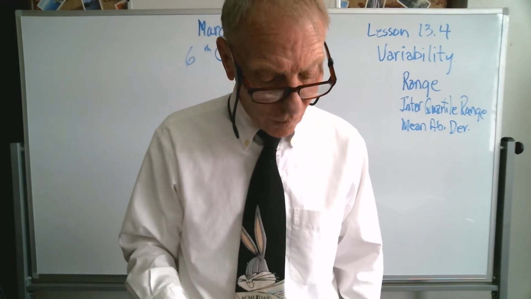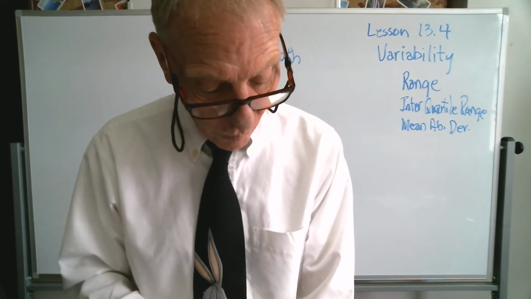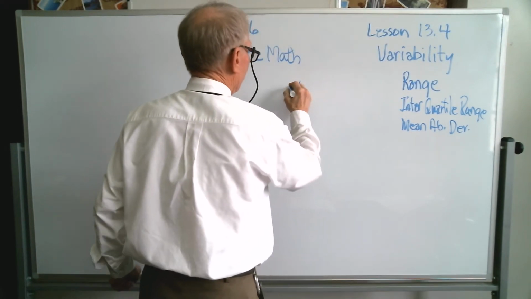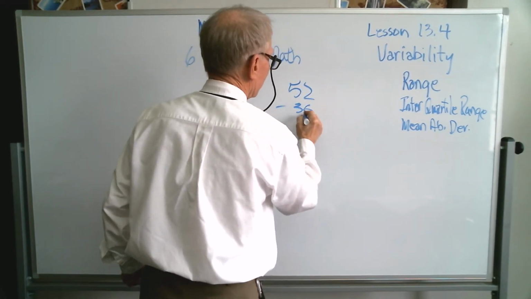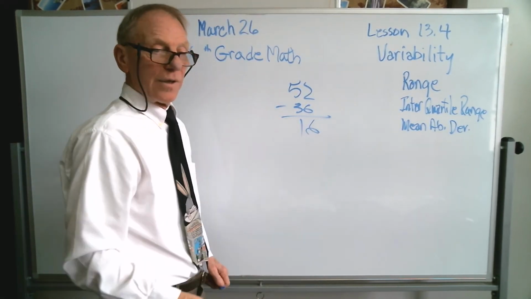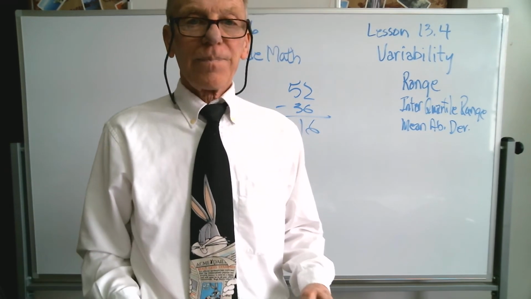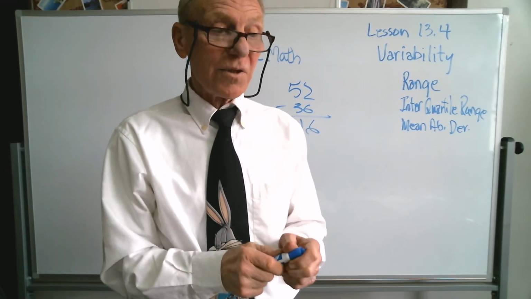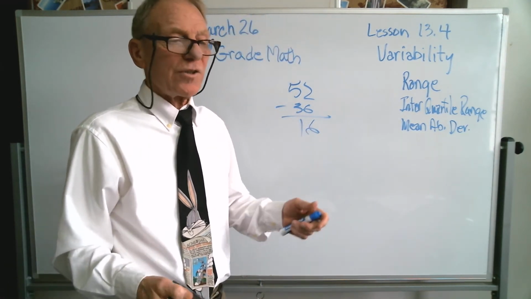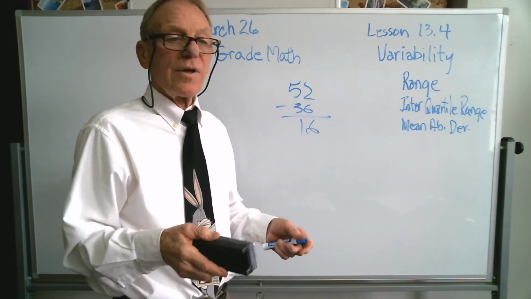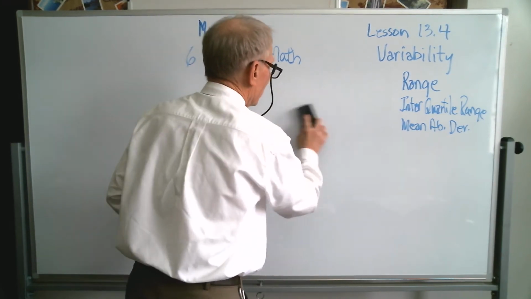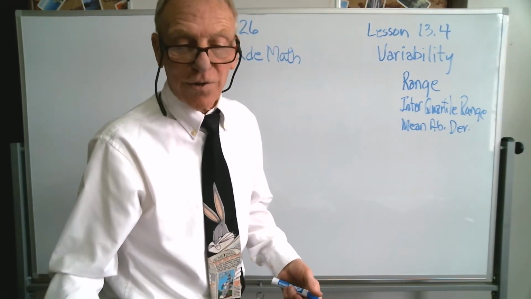Now it wants to know what the interquartile range is. Well, we know our quartiles are 36 and 52. Same thing. 52 minus 36, that's 16. So your interquartile range is 16. This is not as confusing as it seems. When you're figuring ranges, you're just subtracting the lowest from the highest. That answer is the answer to what your range is.